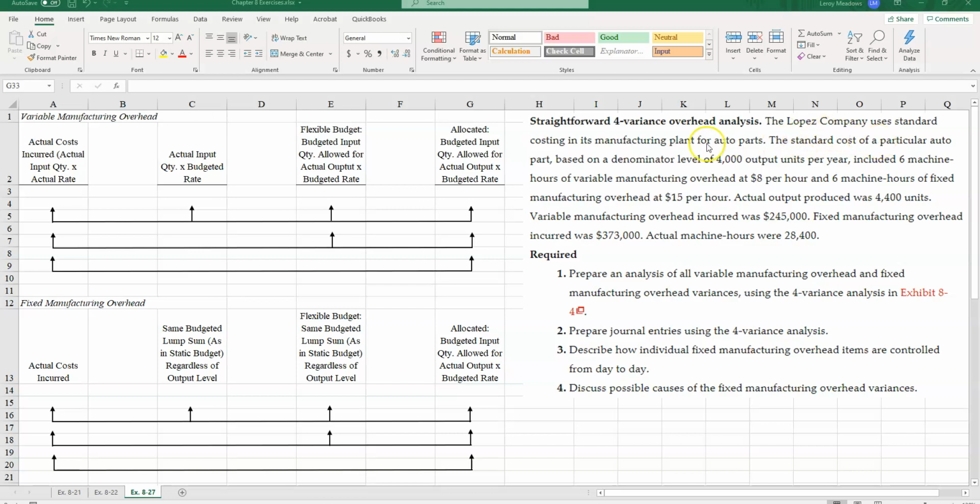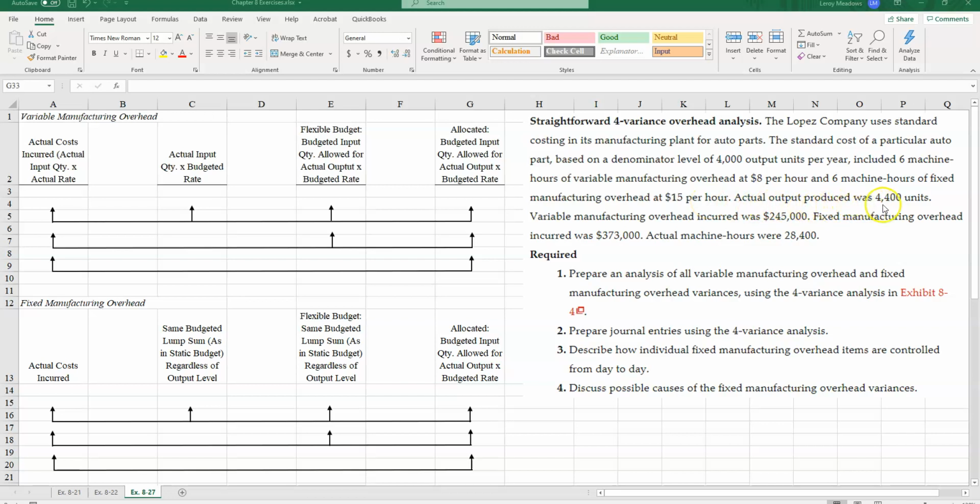The Lopez Company uses standard costing in this manufacturing plant for auto parts. The standard cost of a particular auto part is based on a denominator level of 4,000 output units per year. And when we see that, that's what our budget is going to be based on. So, including 6 machine hours of variable manufacturing overhead at $8 per hour, and 6 machine hours of fixed manufacturing overhead at $15 per hour.